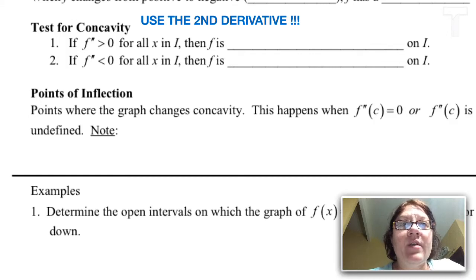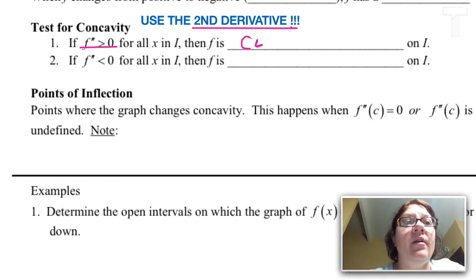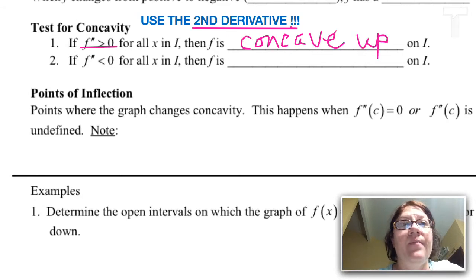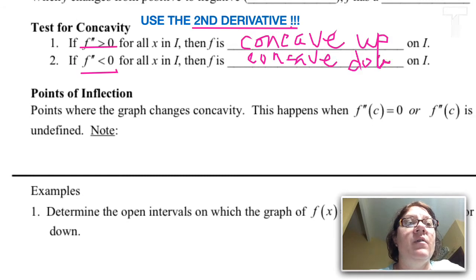So how do I test for this concavity, this change in concavity? I'm going to use the second derivative. So I'm going to take my second derivative, and if it turns out to be positive, remember this is the notation for that, then I'll actually know that my function is concave up. That's a simple test. And if my second derivative is negative, then I'll know, guess what I'll know? Oh, you guessed it, it's concave down.